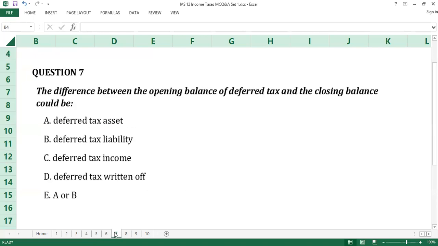Question number 7. The difference between the opening balance of deferred tax and the closing balance could be dash. A, deferred tax asset. B, deferred tax liability. C, deferred tax income. D, deferred tax written off. E, A or B.